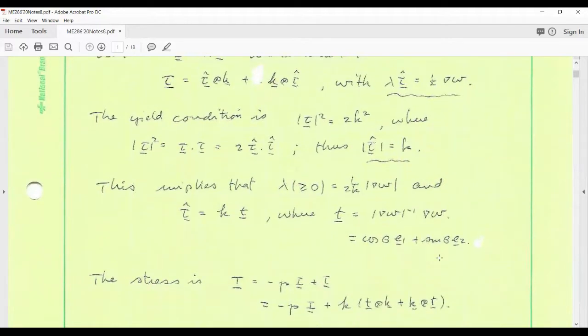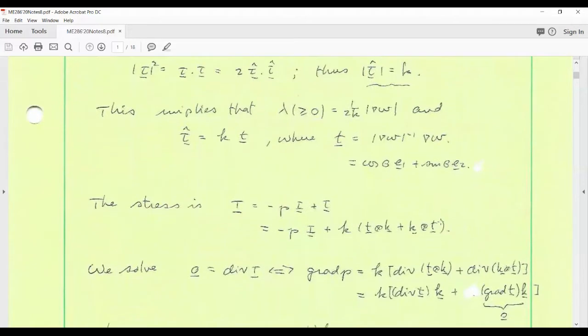And this notation then is essentially the same as we discussed in the case of plane strain, where we had a similar t vector, in fact, defined in exactly the same way in terms of an angle theta. So theta depends on x1 and x2 because of this definition of t.